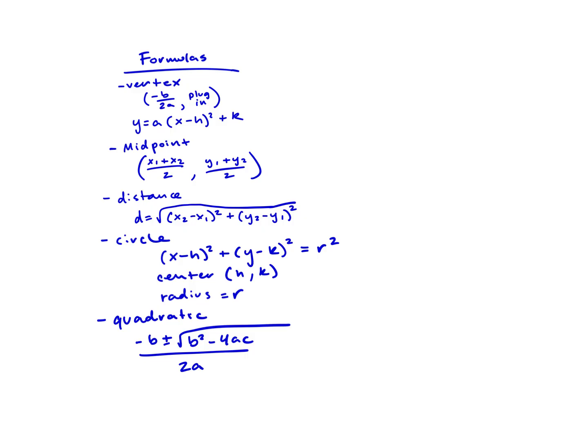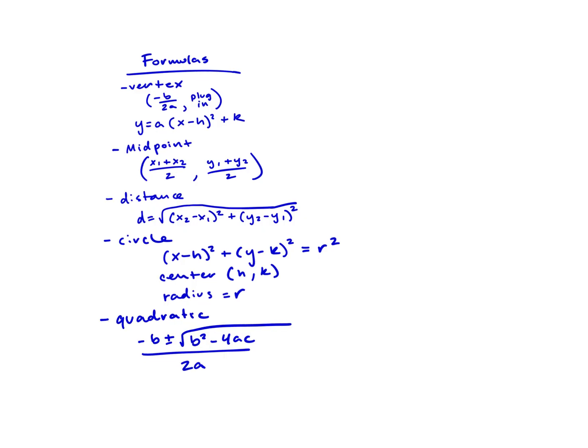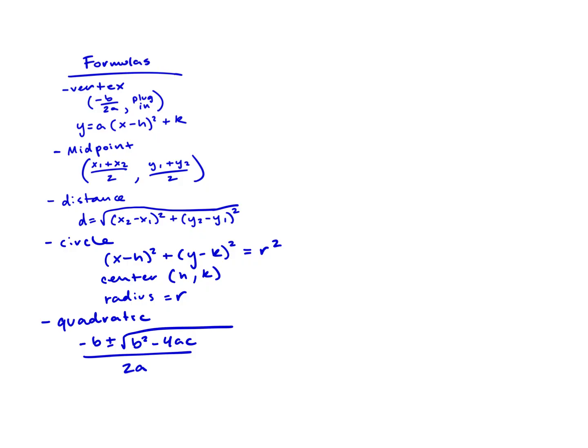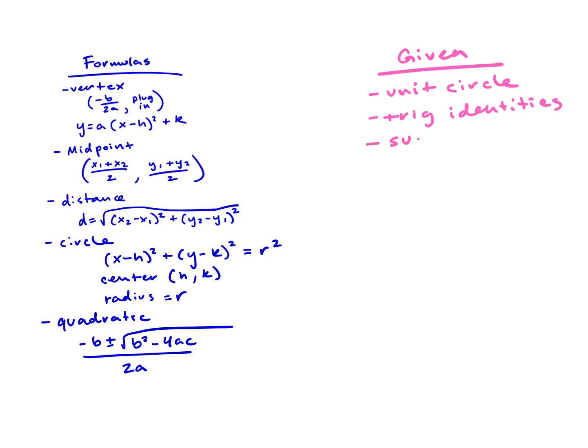So these are formulas that you should know that are not given to you. You'll have some that are given. So everything that was given on test 3, I'll give you guys for the review. So the unit circle, the identities, and the sum and difference formulas.